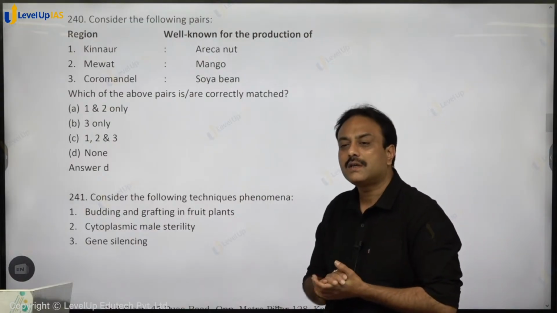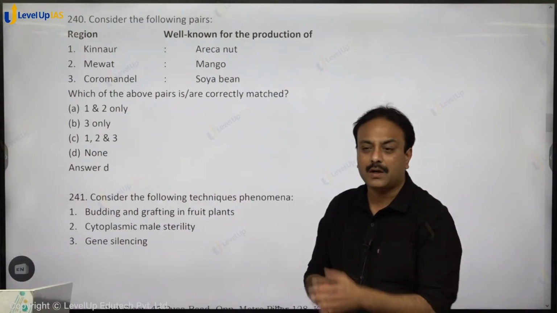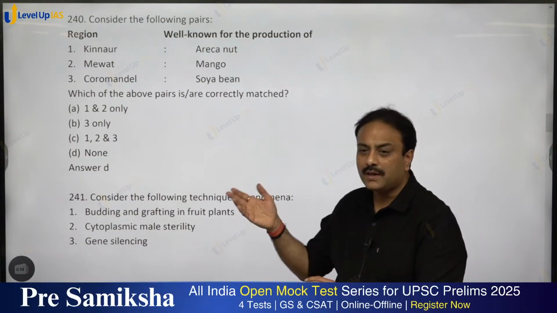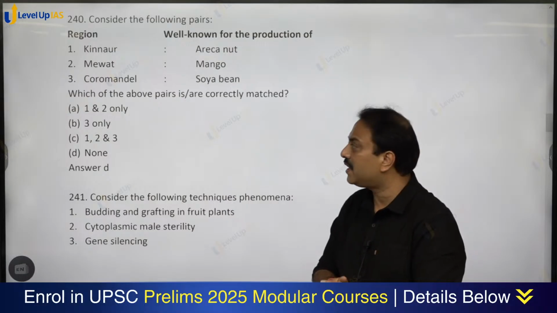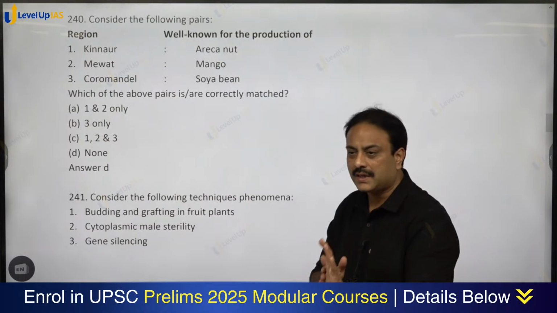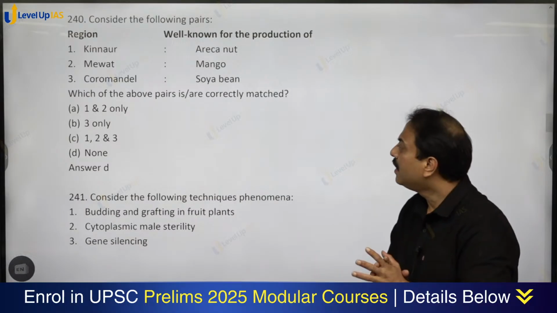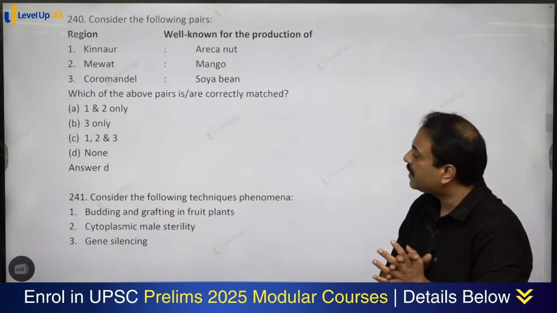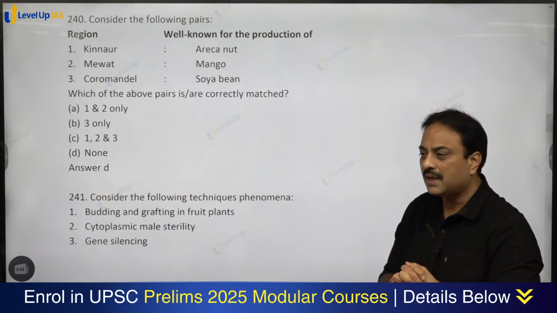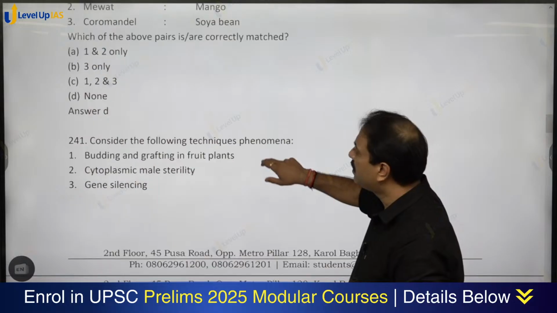Coromandel Coast. Coromandel Coast is in Tamil Nadu. Soybean is grown in MP, Madhya Pradesh. Maximum production of soybean is in Madhya Pradesh. I am not sure, I think Madhya Pradesh is the largest producer. So all three are incorrectly matched. All three are wrong. So option D for dog, none, will be the right answer to this particular question. Clear on that?